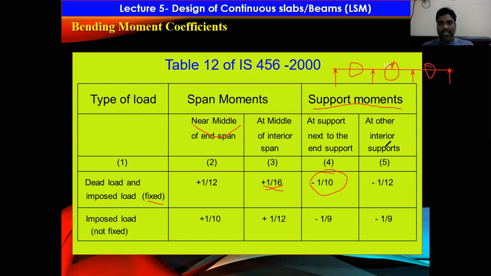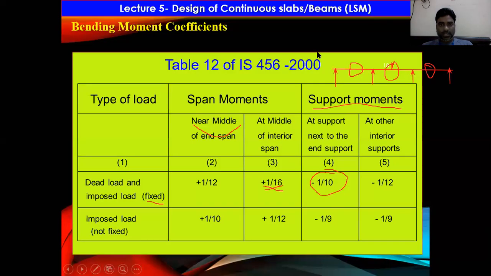This is at other interior supports. So this will give the next to the end support, right? So what is the next to the end support? Here, the support next to the end support. That means this is the support. Next to the end support is this one. So if you use this coefficient, you will get the bending moment at next to the end support, and this will also be next to the end support, right?